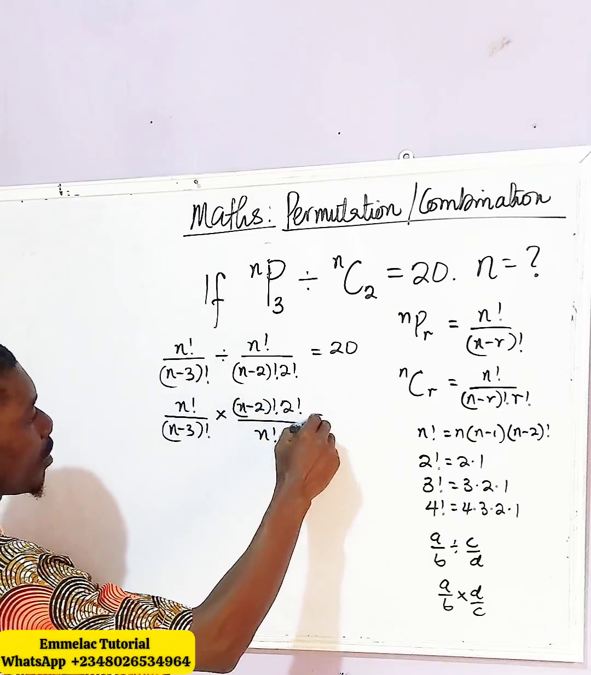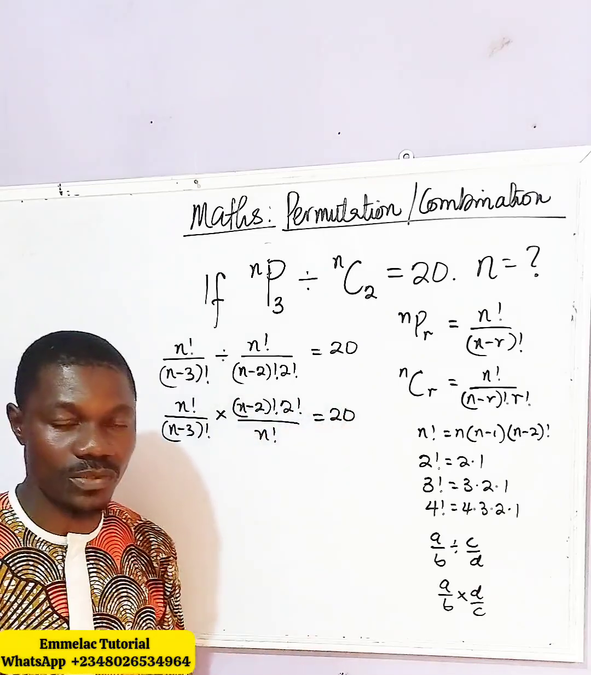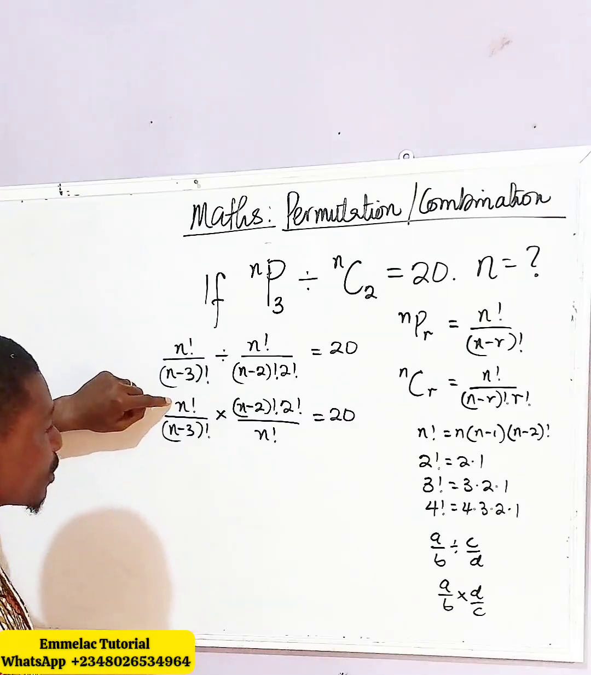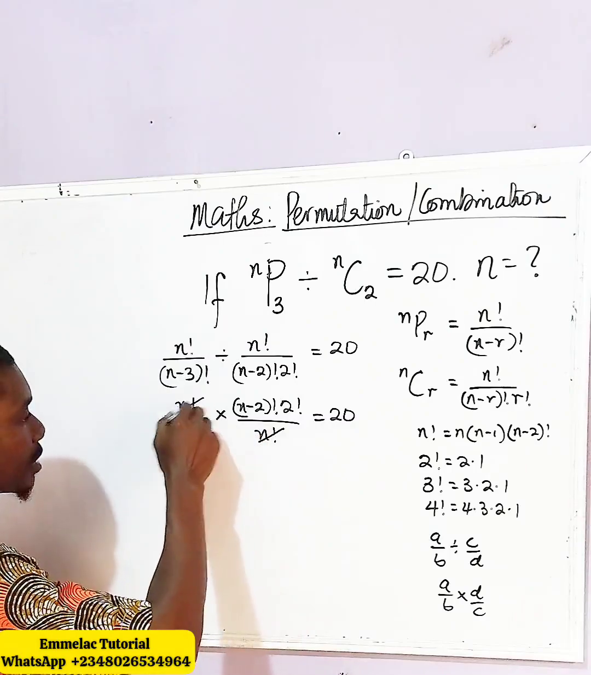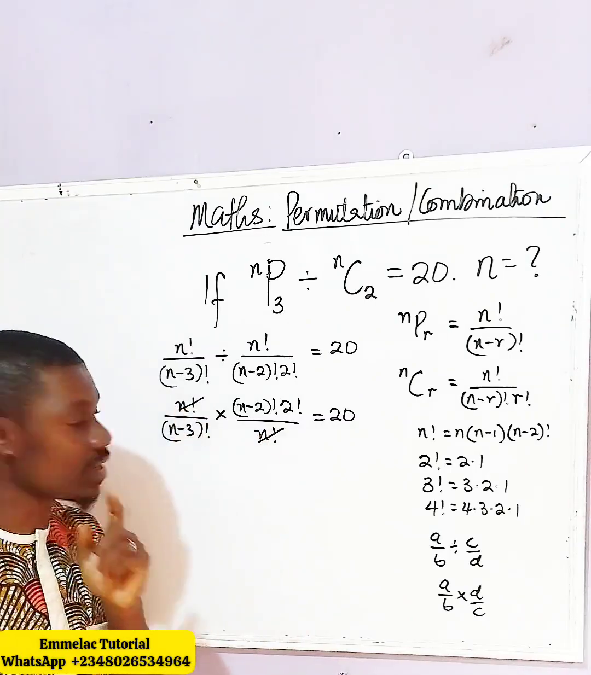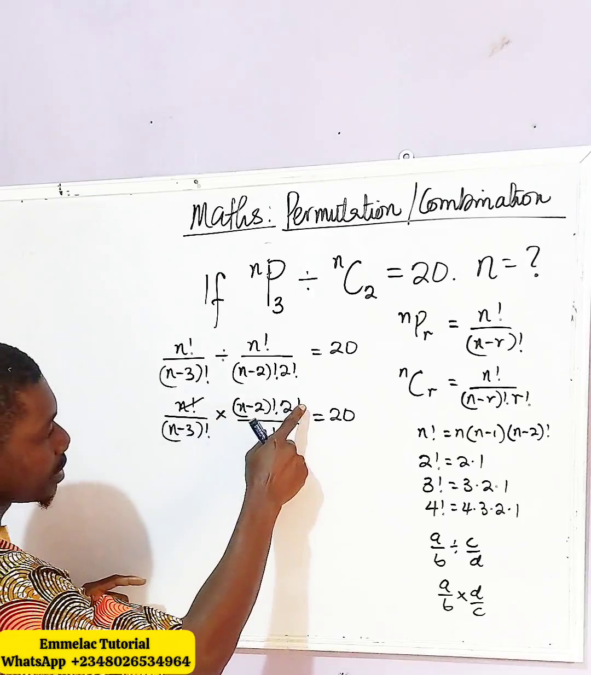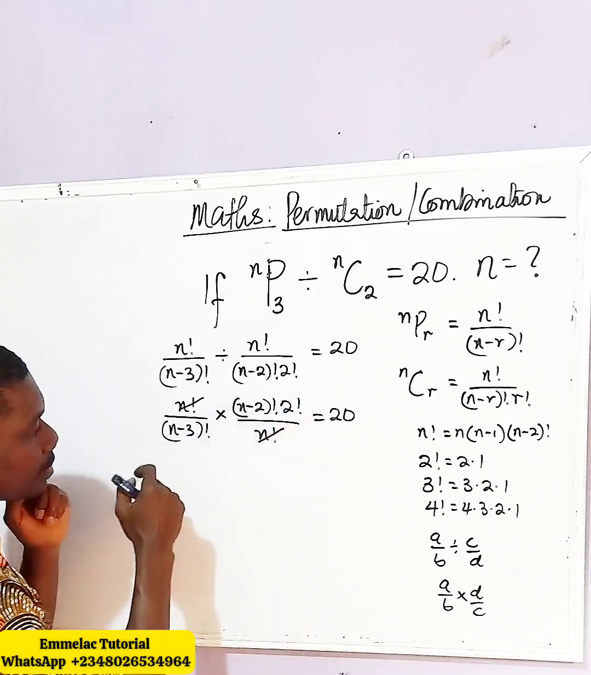n factorial, all equals 20. Okay, so at this point, I guess we have n factorial here and n factorial here. We can undo that; this will cancel out. Since we've eliminated the n factorial, we're now left with the numerator here and the denominator.